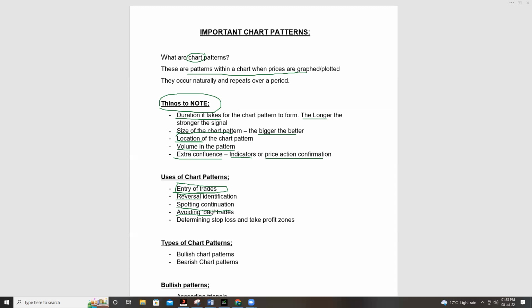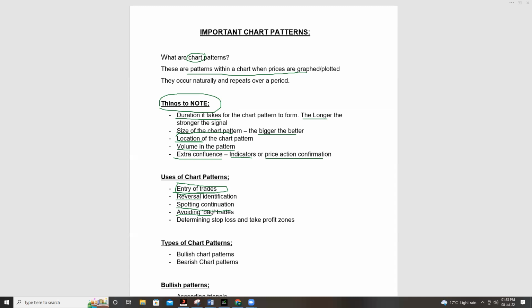To avoid bad trades. How do you avoid bad trades? Now, while you're using your chart patterns and extra confluence, or using price action as extra confirmation, you may find a breakout, but depending on the price action around that breakout, you identify it as a false breakout.